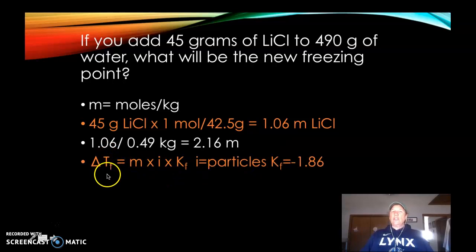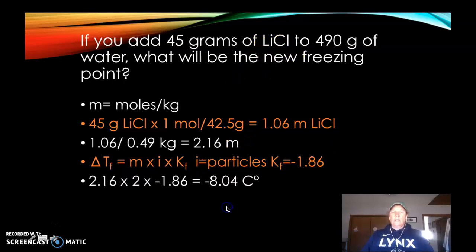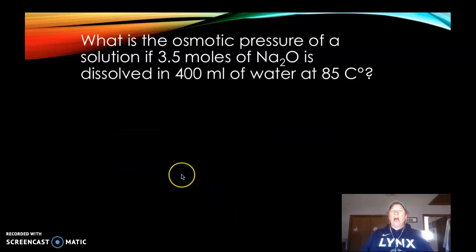Okay, now remember, change in temperature for freezing is molality times i, which is the number of ions, the number of particles, times a constant for freezing, which is negative 1.86. This number never changes. i for lithium chloride, there's 1 lithium and 1 chlorine, so it's a 2. So now I just plug in my numbers, 2.16 times 2 times negative 1.86. And now instead of freezing at 0, it has to be negative 8.04. So it lowered the freezing point that much. Okay, that's colligative properties.